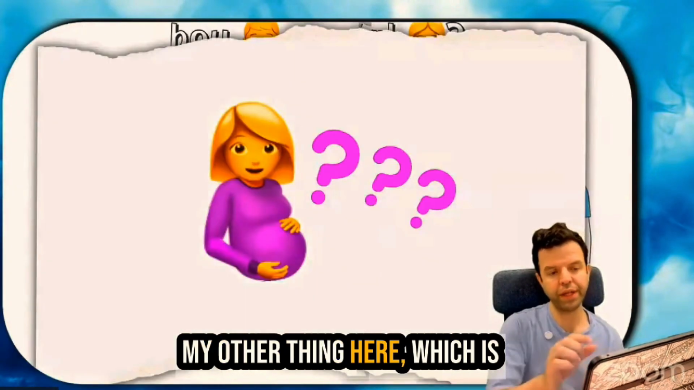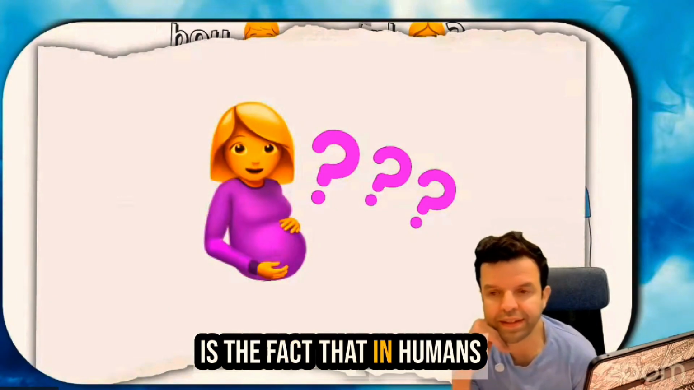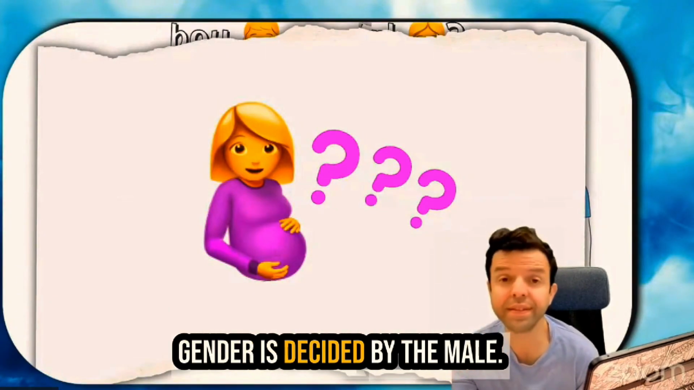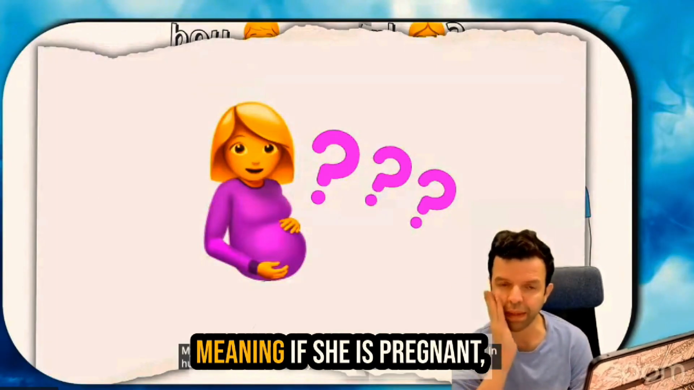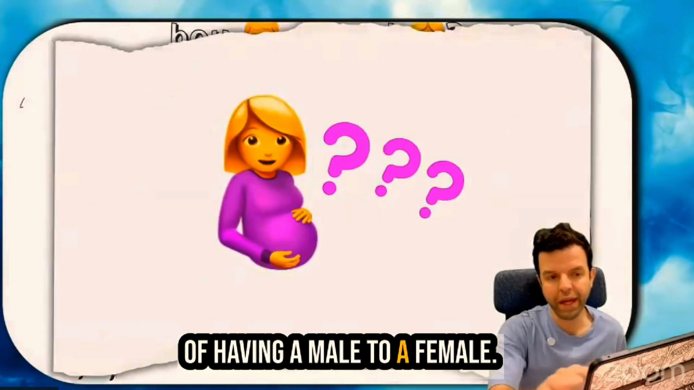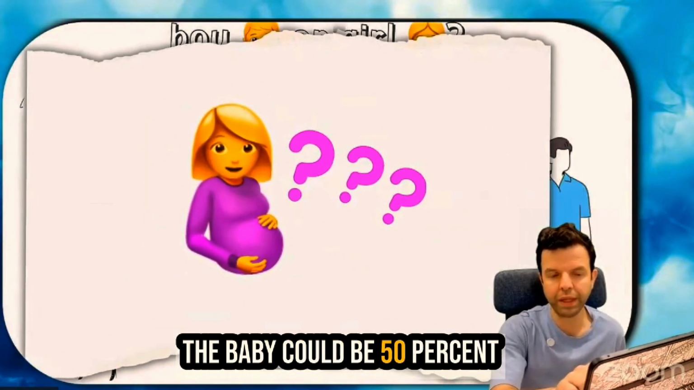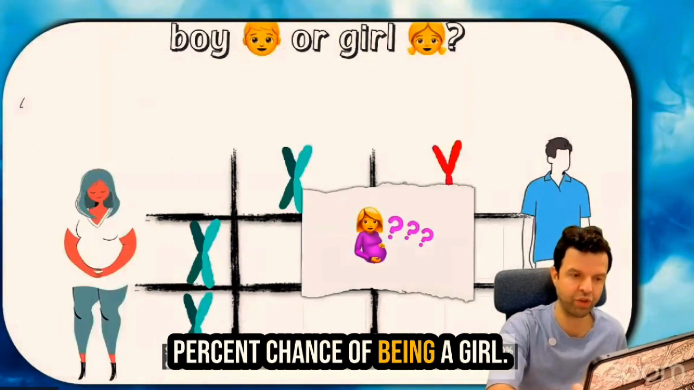My other thing here, which is quite helpful to understand, is the fact that in humans, gender is decided by the male. Males decide the gender of the baby, meaning if she is pregnant, she will have an equal chance of having a male or a female. The baby could be 50% chance of being a boy and 50% chance of being a girl.